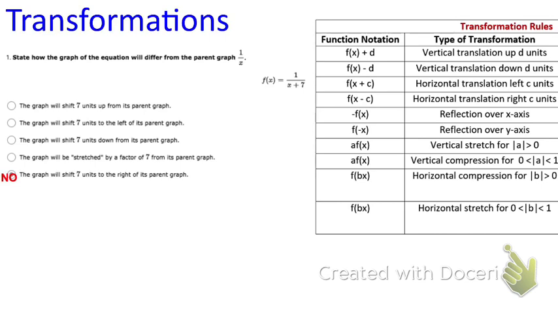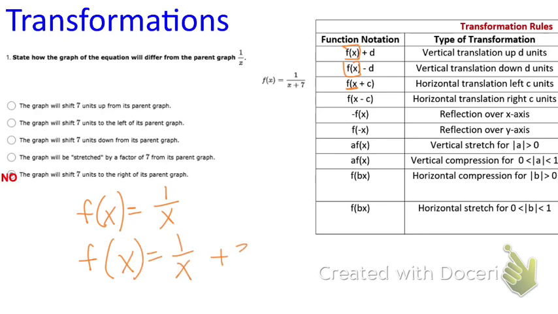It's important to know that for these transformations, we're starting off with the parent function f of x equals 1 over x. So that's what f of x is. So if I wanted to have this, and then I add 3, so if you have the function and then you add 3, that means that it's going up 3.